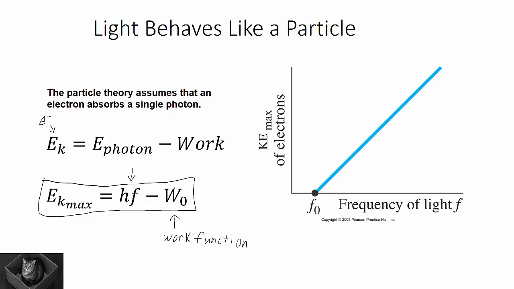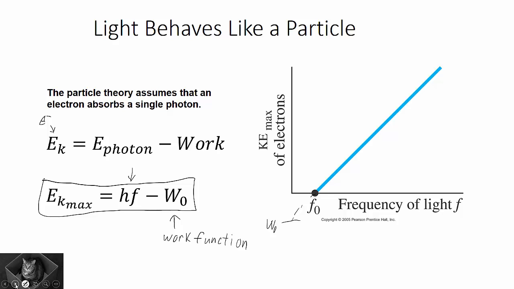And if you look at this, h is a constant. So if we graph this, the kinetic energy should be linearly proportional to the frequency, and that's exactly what we see. We have a certain threshold frequency, a cutoff frequency, below which we don't get any electrons out, but that is even predicted by this equation, right? This is going to have a negative y-intercept over here, so that's going to be W naught down there.